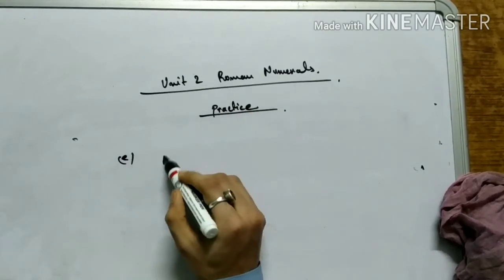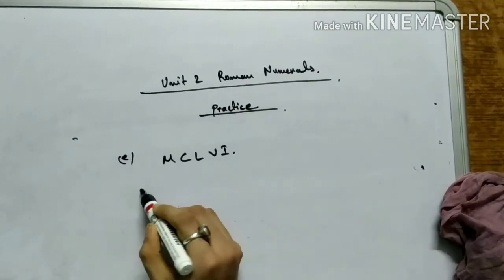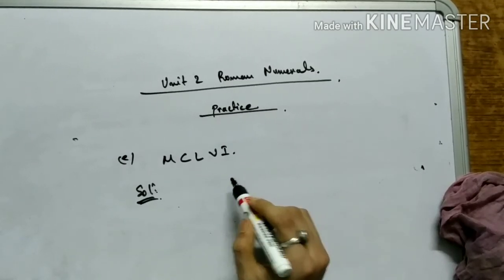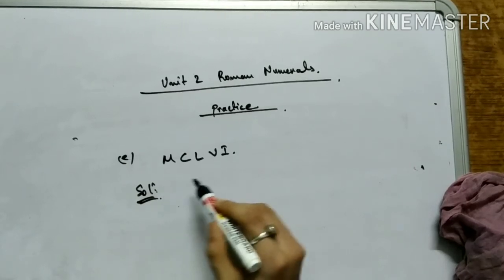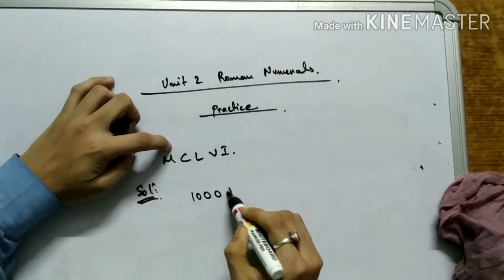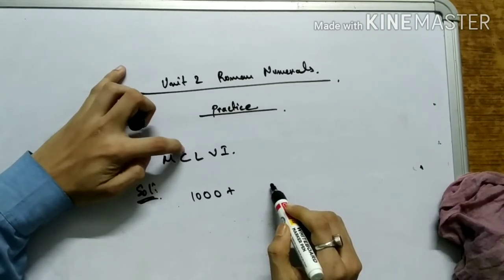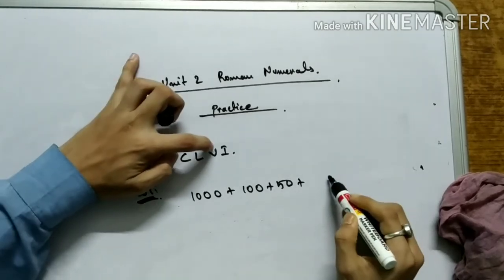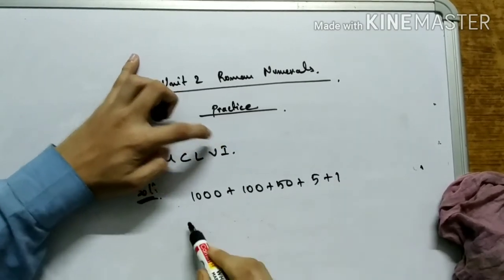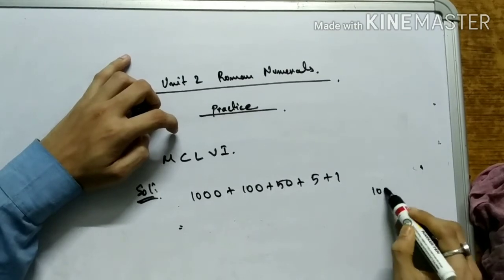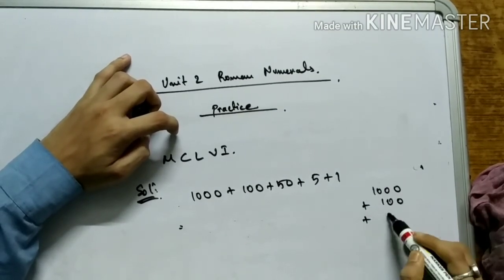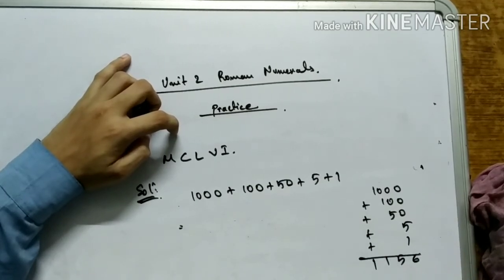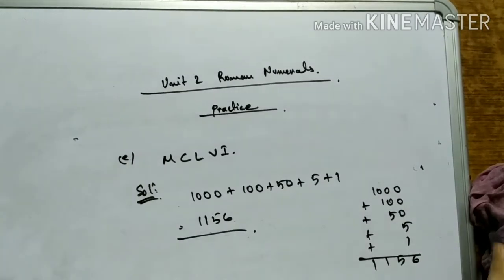Next you see number E, MCLVI. So this one you see M is 1000 plus CL. C is 100 and this is 50. So 100 plus 50 plus VI. V is 5, I is 1. So this is 1000 plus 100 plus 50 plus 5 plus 1, which gives 1156.